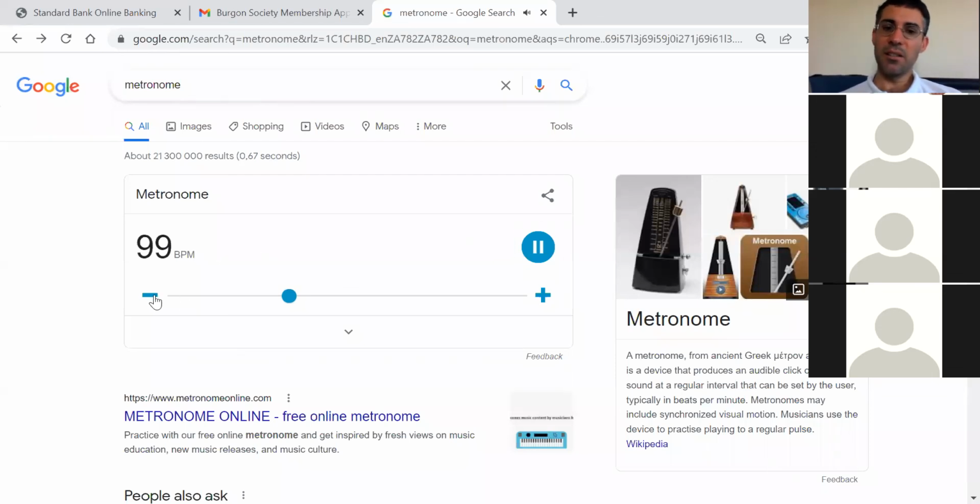But I can make it slower. Let's just pause this quickly, and I'll make it much slower. Let's make it 60 beats per minute. Now listen to it. See? Much slower. Or I can make it much faster. Let's make it 160 beats per minute. Can you hear it?